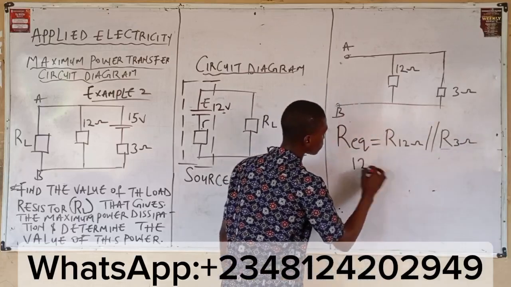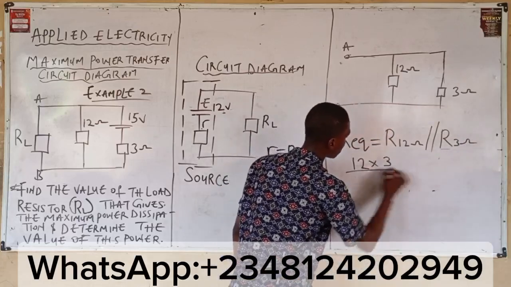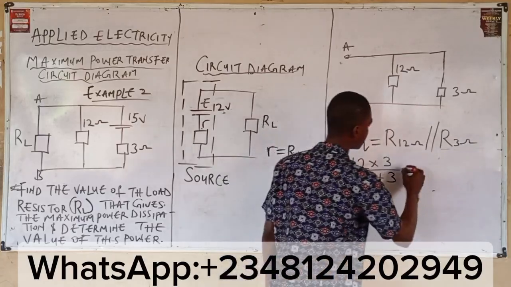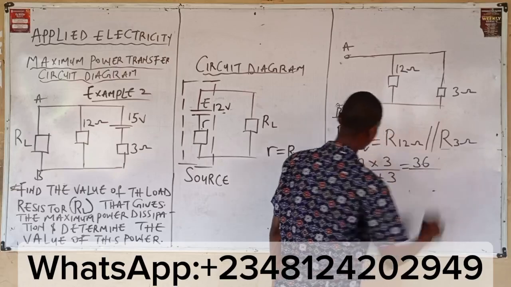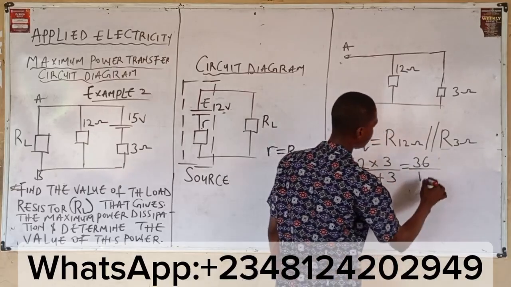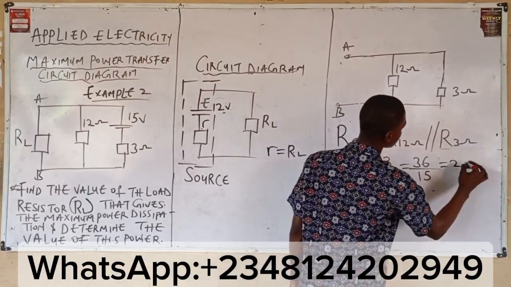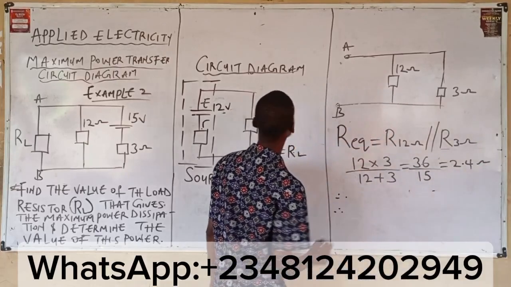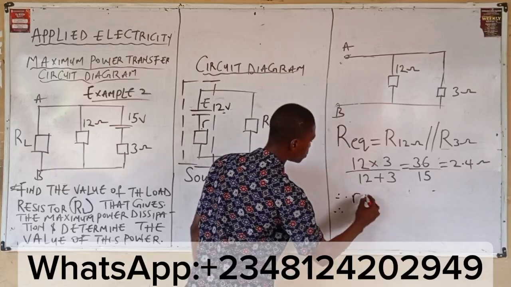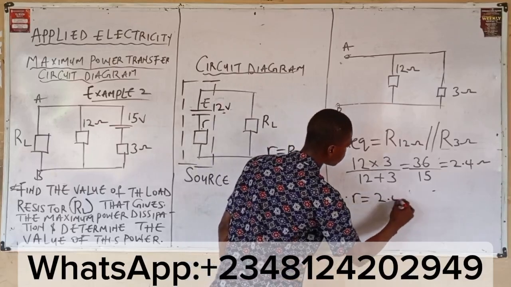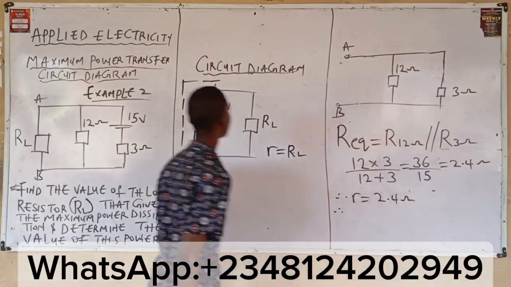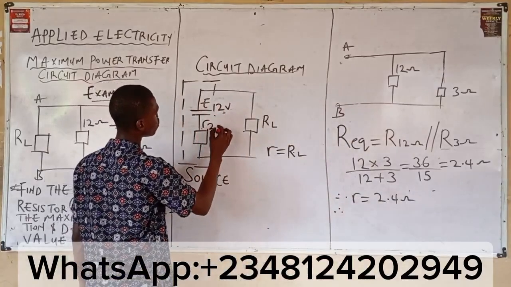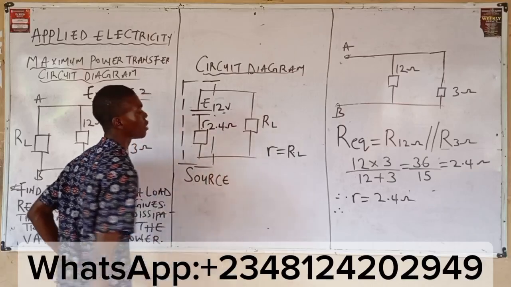That is 12 multiplied by 3 over 12 plus 3. 12 multiplied by 3, I have what? 36. 12 plus 3, I have what? 15. And the ratio of this will give us 2.4 ohms. Therefore, my R, which is the internal resistance, I have it to be 2.4 ohms. Meaning, in place of R here, which is unknown, I have it to be 2.4 ohms, right?